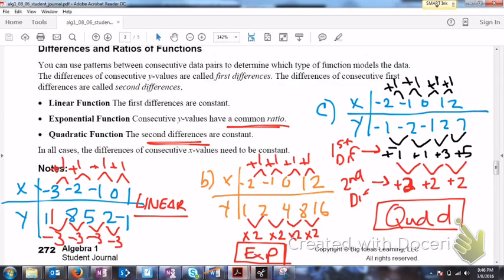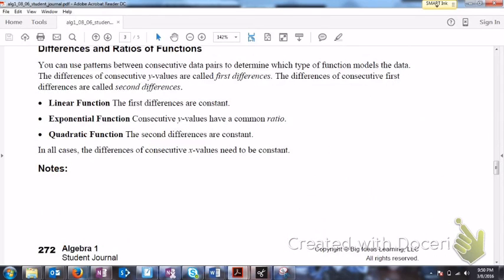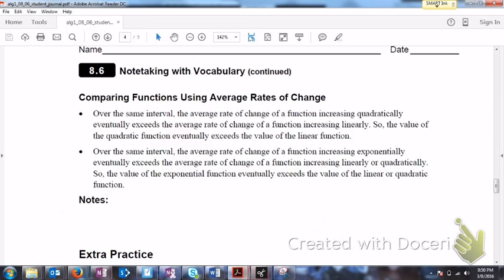Alright, we got one more little section here to talk about. We're looking at comparing functions using average rates. And when we talked about comparing functions using average rates, we're looking at the same interval, and over the same interval, the average rate of change for a quadratic is a lot more than lines. So quadratics increase more than lines. And then exponential functions increase a lot more than lines or quadratics. And we saw that in the graph. That one got a lot bigger, a lot faster.